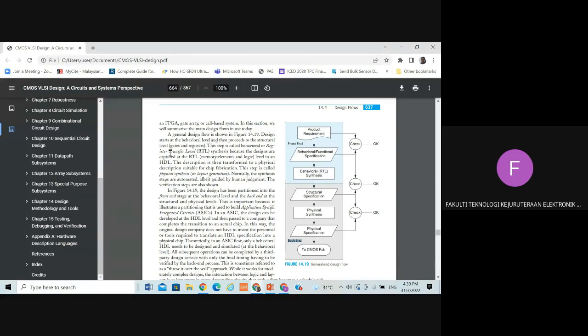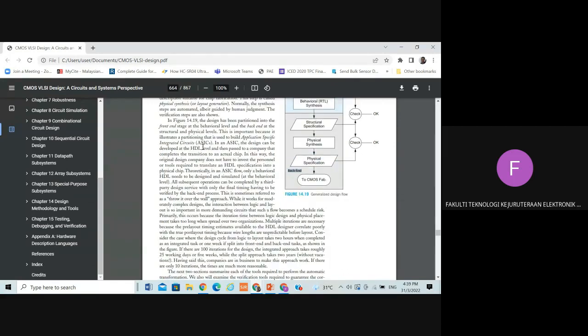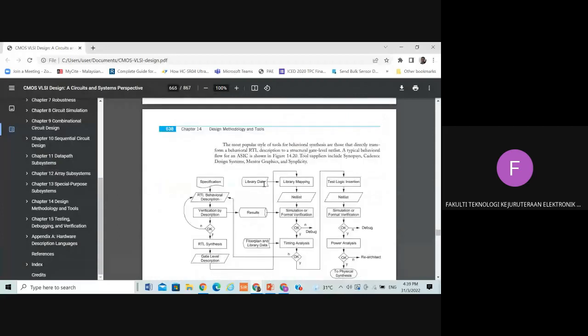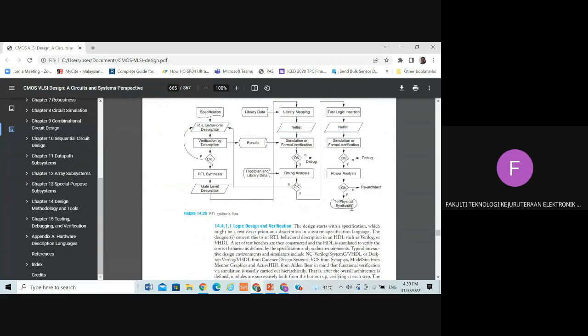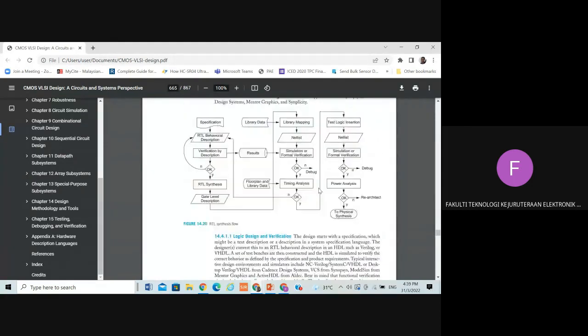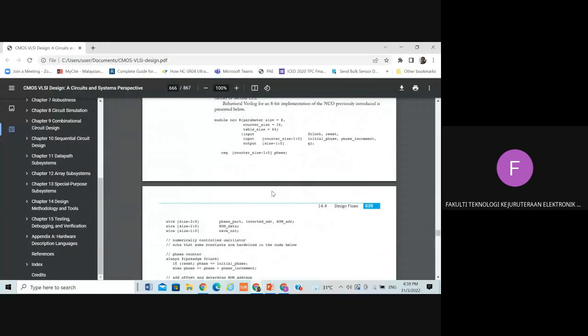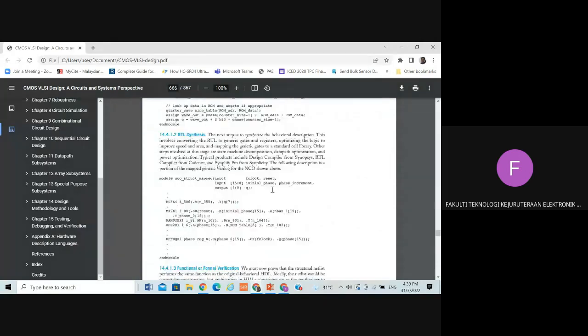This also explains RTL and so on, and also ASIC. So if you would like to explore, you may start from section 14.4, design flow. Lots of information is available here until the physical synthesis. This is more detail for the RTL synthesis flow, what happens and so on. In terms of library, we'll be using the TSMC library.